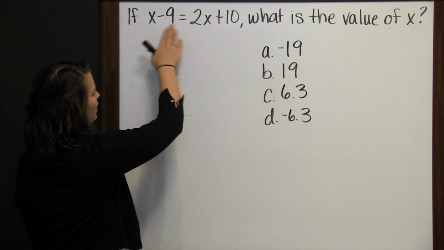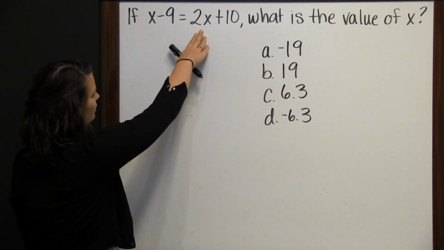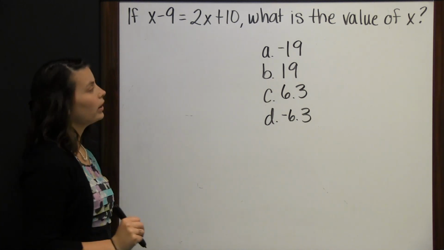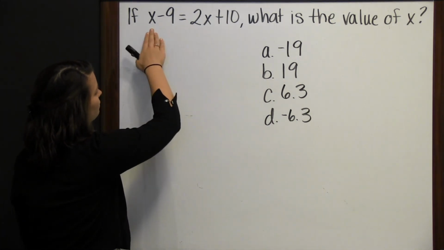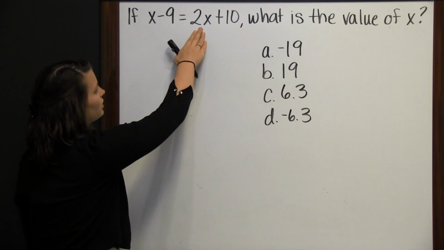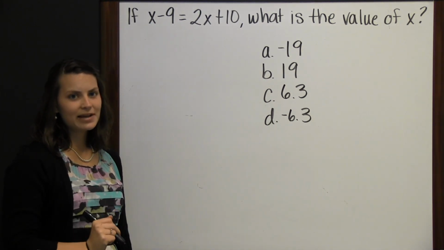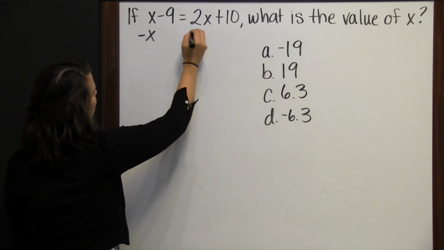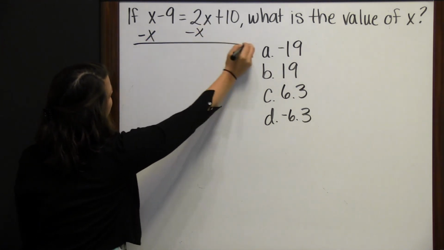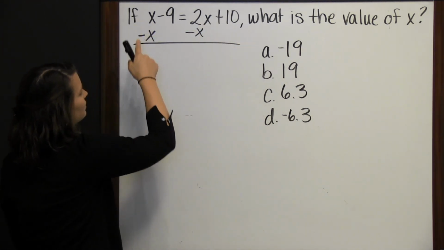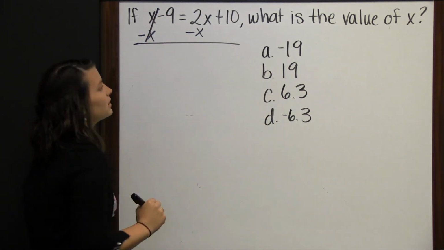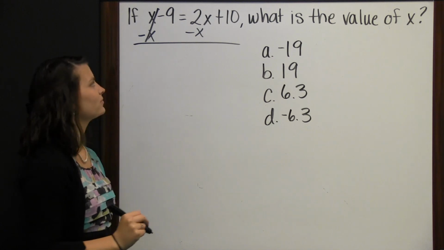One is we could subtract x from both sides, which would eliminate x from the left side. Or we could subtract 2x from both sides, which would eliminate 2x from the right side. I prefer subtracting x from both sides. x minus x is 0. They cancel because they're additive inverses of each other.